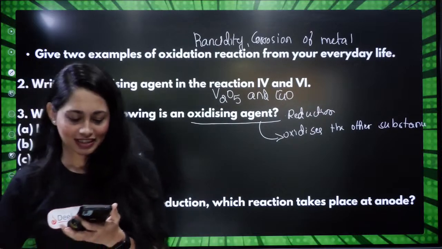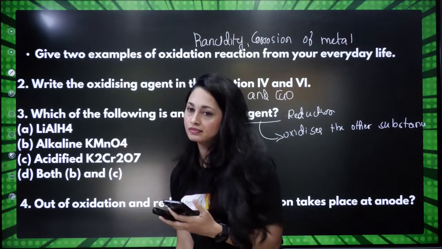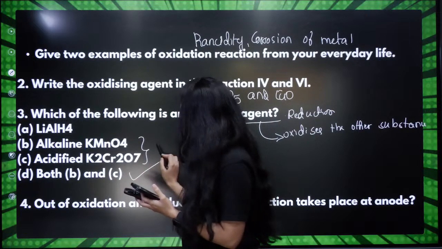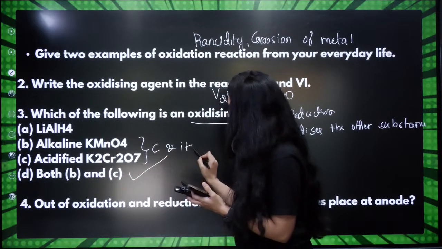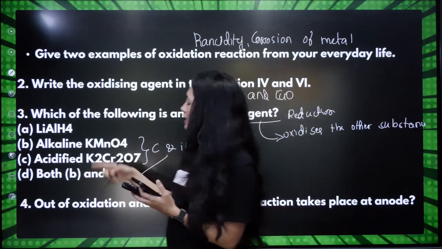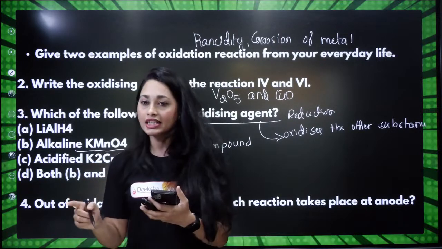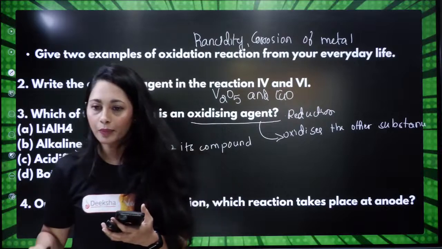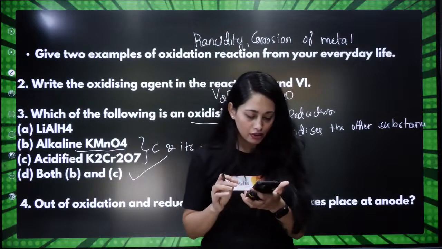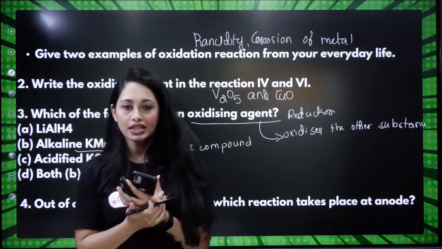Come on. D. D is the right answer. Both B and C. This is something that you have studied in carbon and its compounds, guys. Connect the dots. Ethanol will be oxidized to ethanoic acid in the presence of alkaline KMnO4 or acidified K2Cr2O7. Remember this? Very good, Divyankur said the answer. Super Divyankur. Keep it up. Connecting the dots is very, very important.